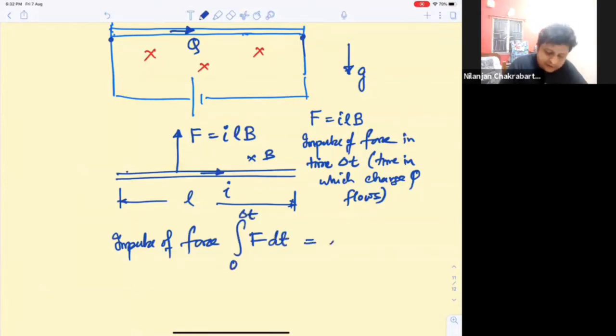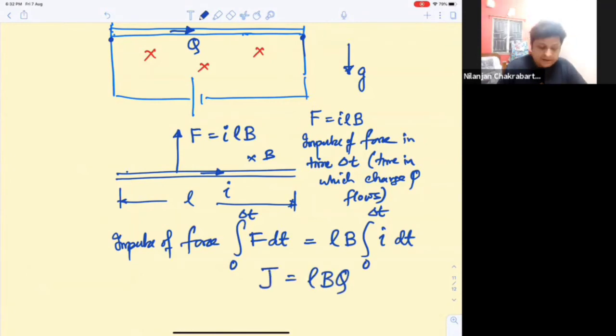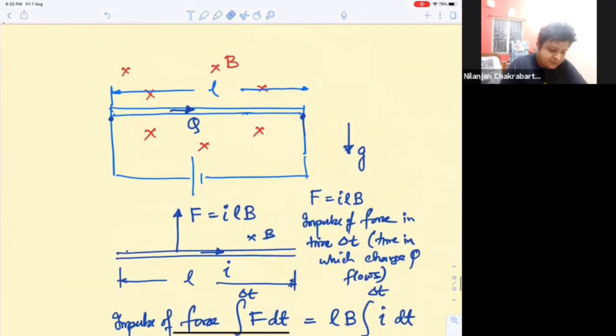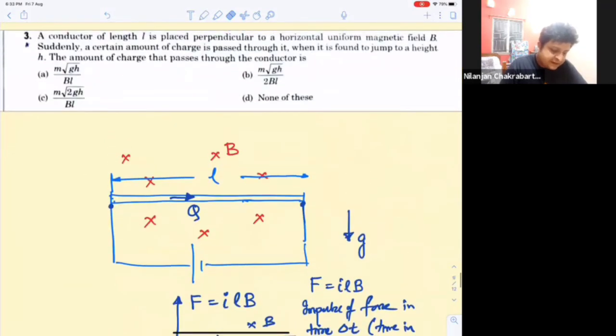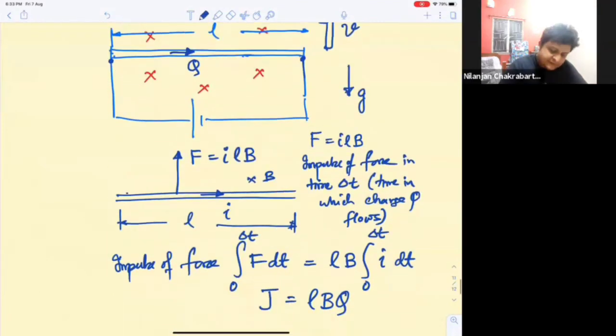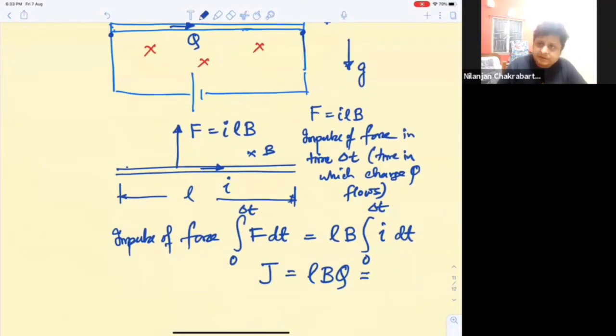Here L and B are constants. So integral I dt from 0 to delta t, what will you get here? That's Q, right? This term is Q. So LB multiplied by Q. This is the impulse, which you denote by J. Now the impulse is changing the momentum of the wire, the current-carrying conductor. Initially it was at rest, and suppose it gains velocity V upward. So the impulse is the present momentum, right? So it is M multiplied by V.